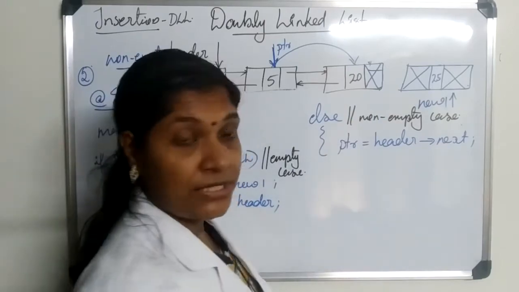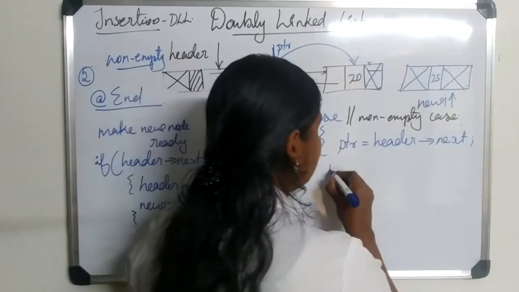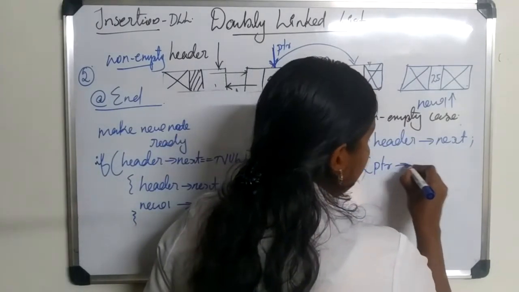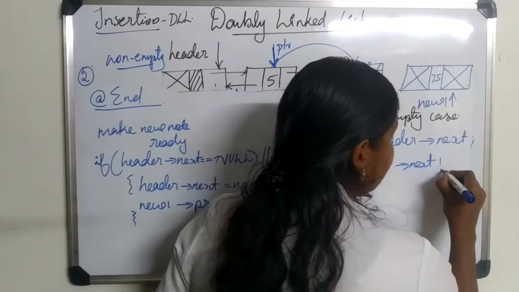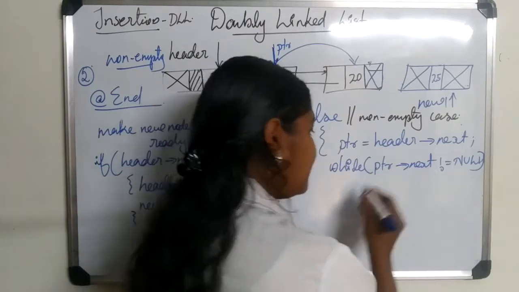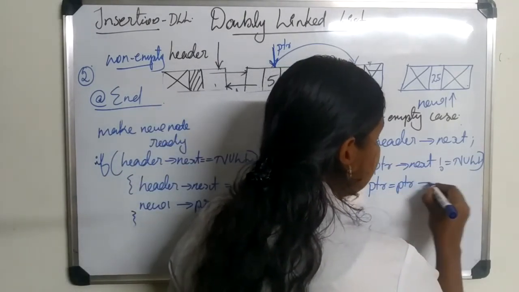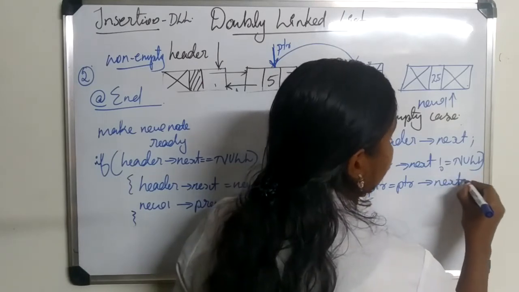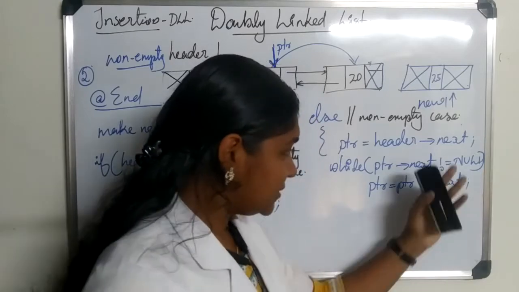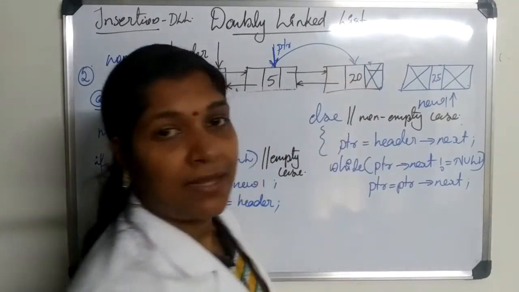So right now, which is the condition we are supposed to give? ptr dot next not equal to null. So while ptr dot next not equal to null, traverse it. How do we traverse? ptr is equal to ptr dot next. Okay. So once we are out of this loop, our ptr would be pointing at the last location.